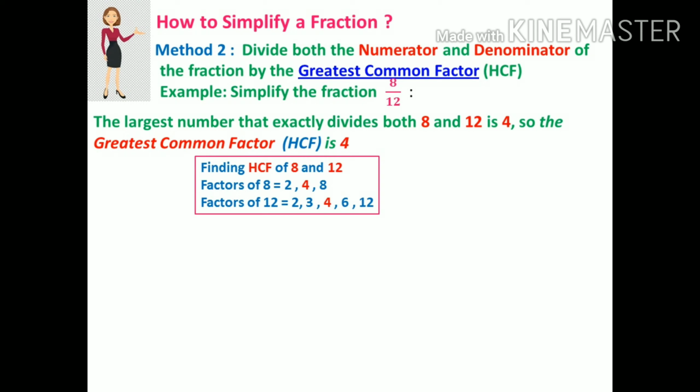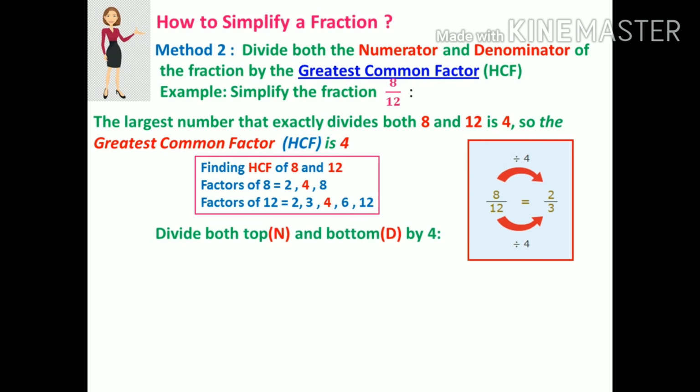How to find out the HCF of 8 and 12? We know factors of 8 are 2, 4 and 8, and factors of 12 are 2, 3, 4, 6 and 12. So we see the common factors here are 2 and 4, but the highest common factor is 4.